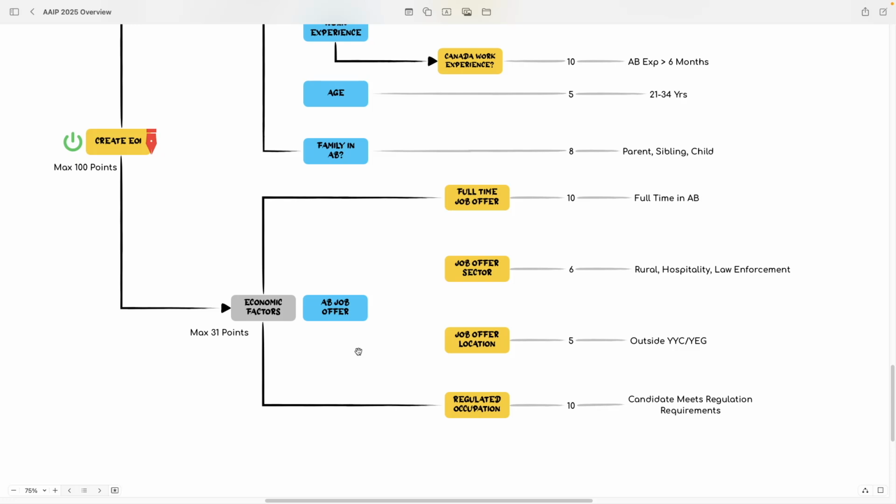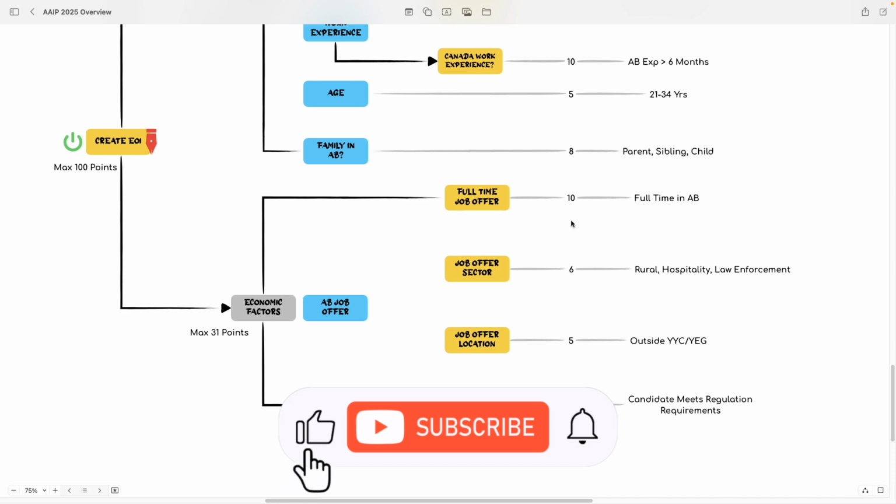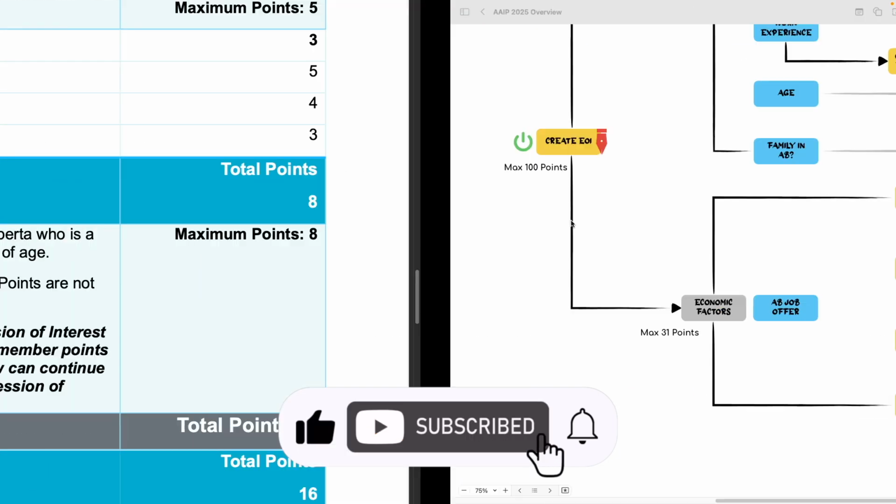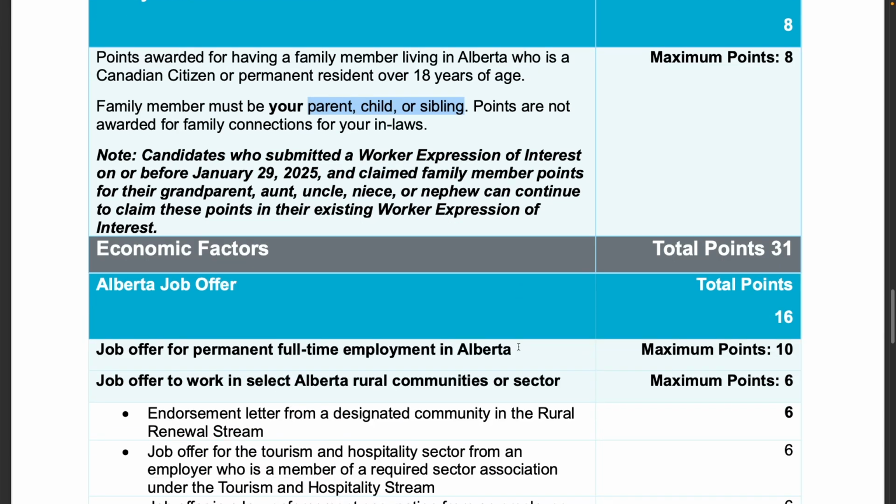So there is a very slim chance of getting a PNP without a job offer, but let's not talk about it. Let's not put any kind of reliance on that kind of a scenario. Full-time job offer. If you have a full-time job offer, which is non-seasonal, you can get up to 10 points. Let's see what this up to 10 points means.